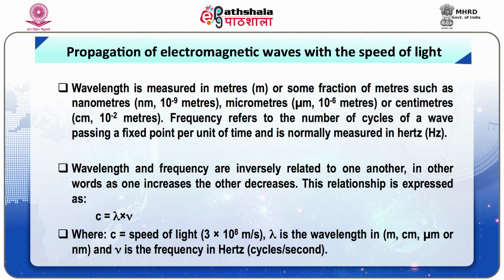minus 2 meters. Frequency refers to the number of cycles of wave passing at a fixed point per unit time and is normally measured in hertz. Wavelength and frequency are inversely related to each other. In other words, as one increases, the other decreases. This relationship is expressed by C equals lambda times nu, where C is the speed of light, which is 3 times 10 to the power 8 meters per second.